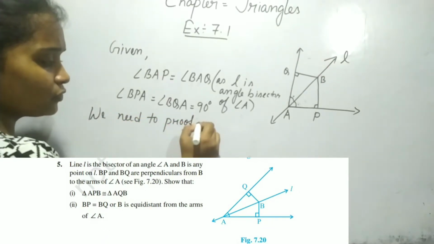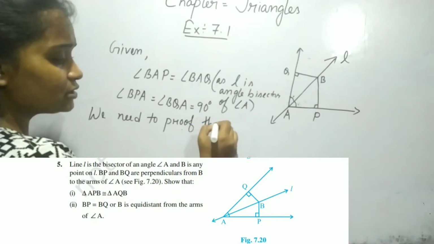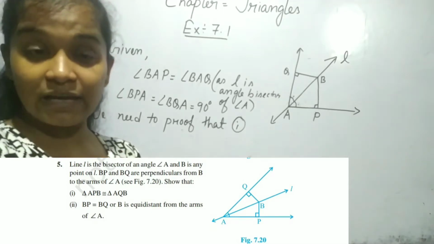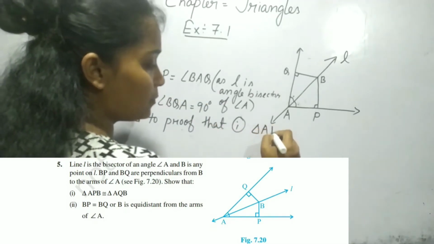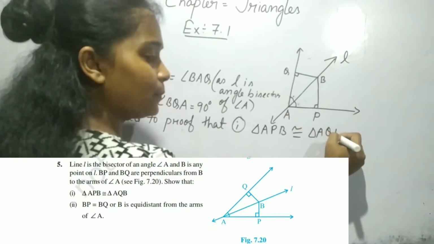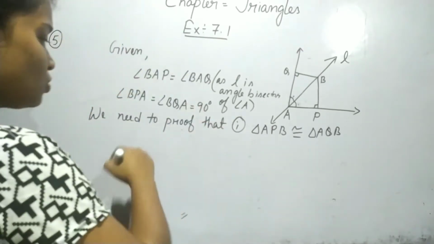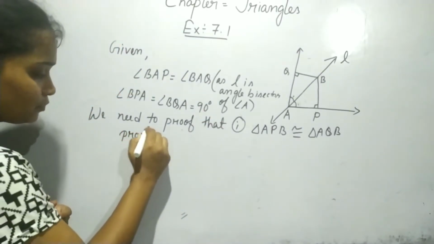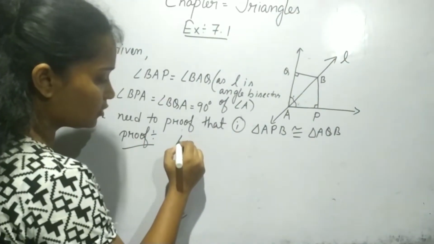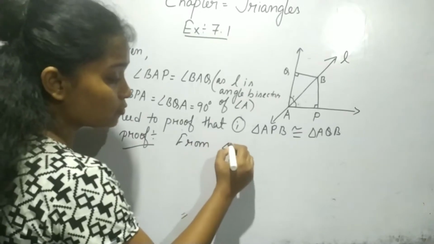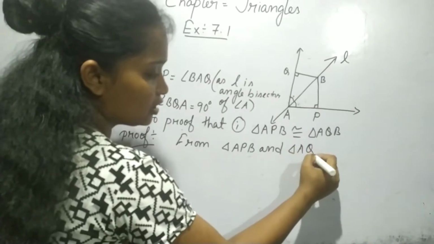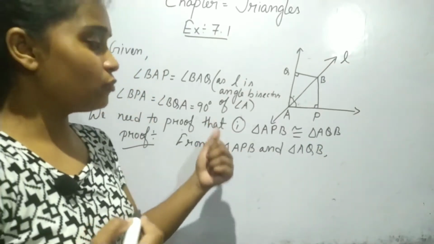What do we need to prove? We need to prove that triangle APB is congruent to triangle AQB. First I am going to show this. So how will I show it? Look here. For that I have to take these two triangles, triangle APB and triangle AQB. Okay. Now what are the equal parts?